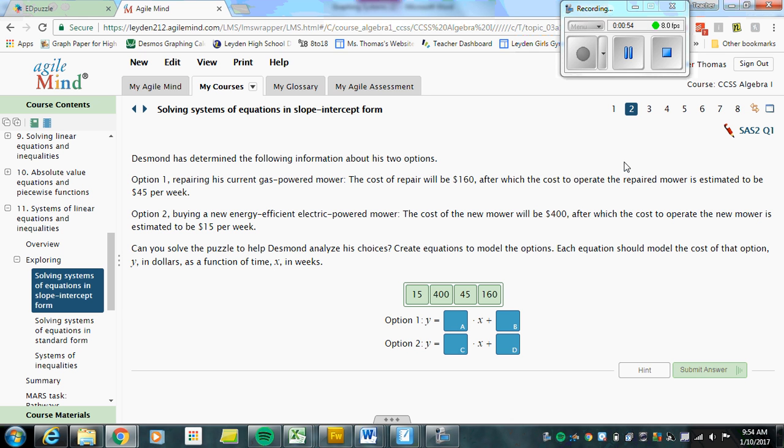So now let's create equations to model the options. Each equation should model the cost of the option, y in dollars, as a function of time, x in weeks. So option 1 is y equals 45x plus 160. Option 2, y equals 15x plus 400.